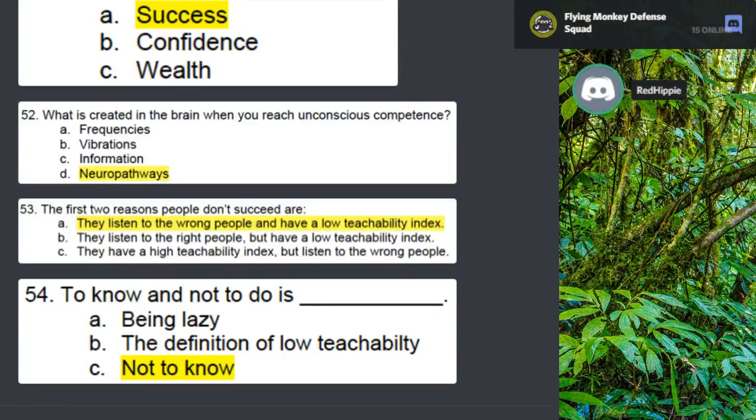To be a master, you must master blank. The ability to learn. Yes, you must master the basics.